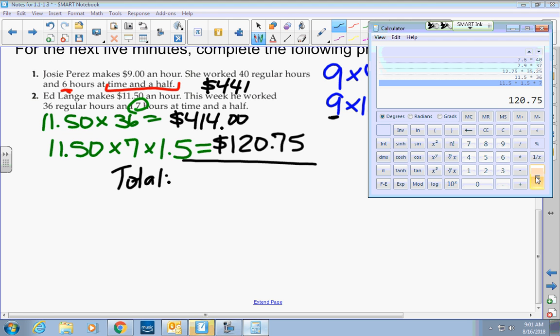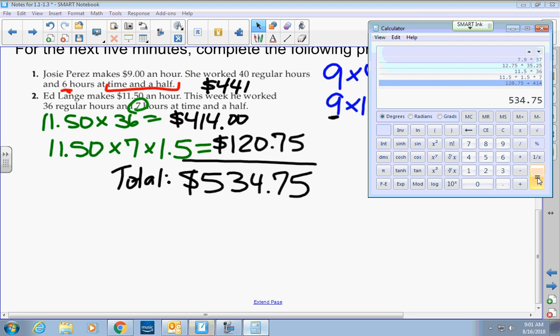His total pay is those two items added together. So it's the 120.75 plus the 414. Give me a thumbs up if you got 534.75. Thumbs up. Everybody's a Fonzie today. You guys are doing great. I'm going to give you the double Fonz. Hey. Okay.